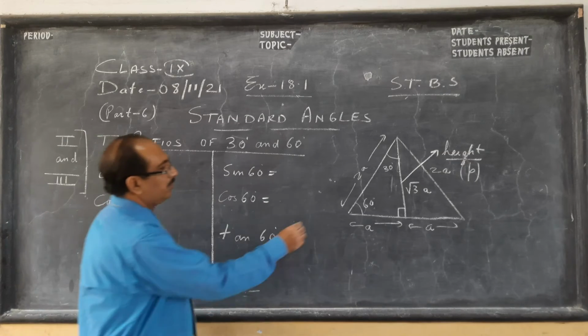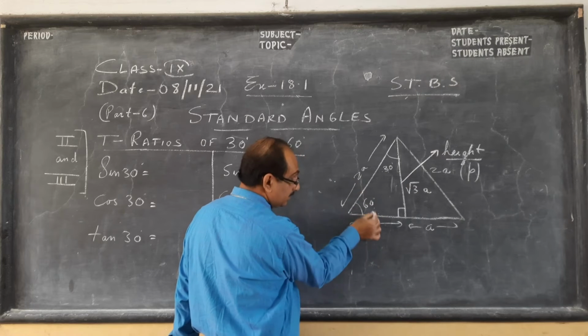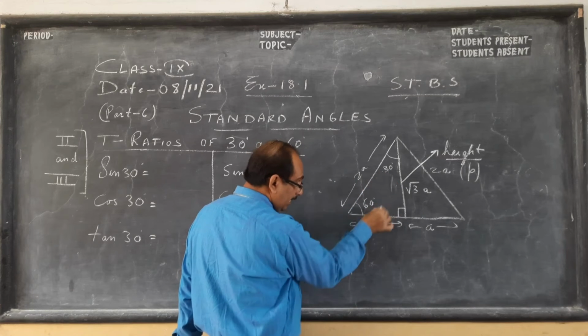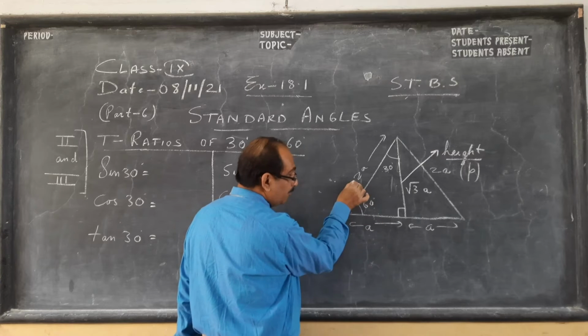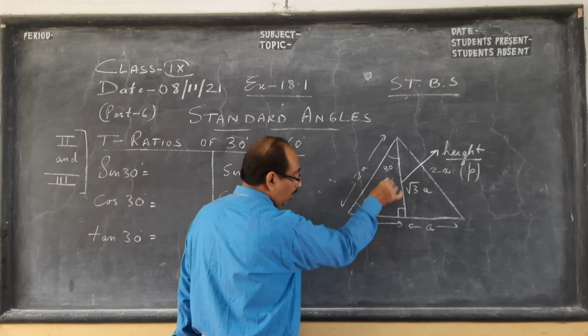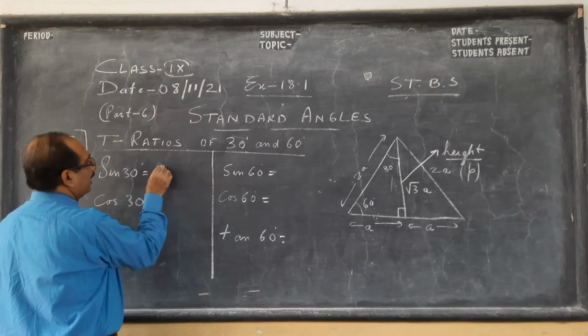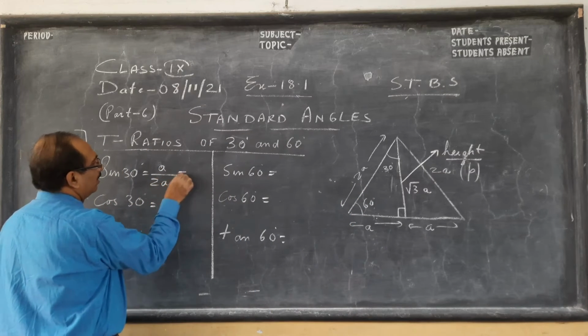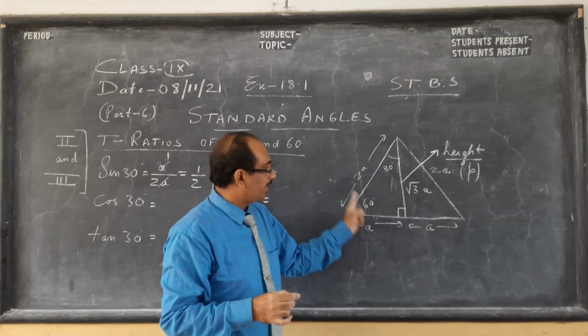So sine 30, if you see, children, see this way. For this angle, sine is this by this. Sine is opposite by hypotenuse, or perpendicular by hypotenuse. So it is a by 2a. If you cancel, you get half. Sine 30 is half.